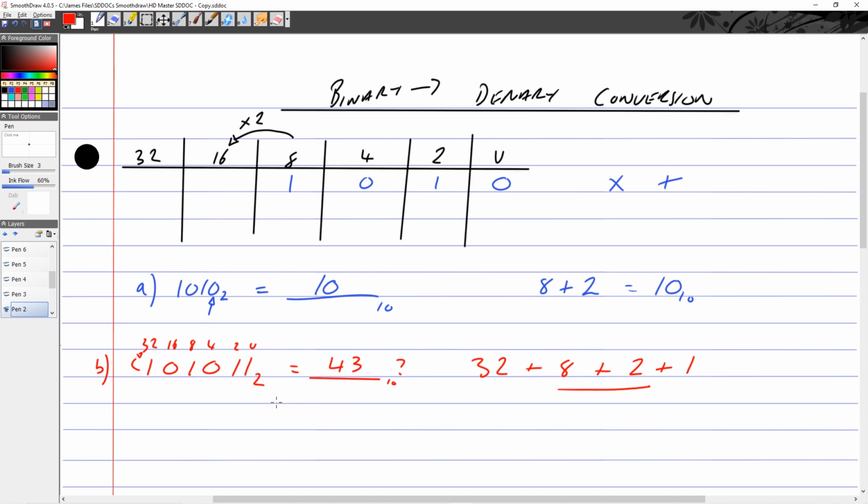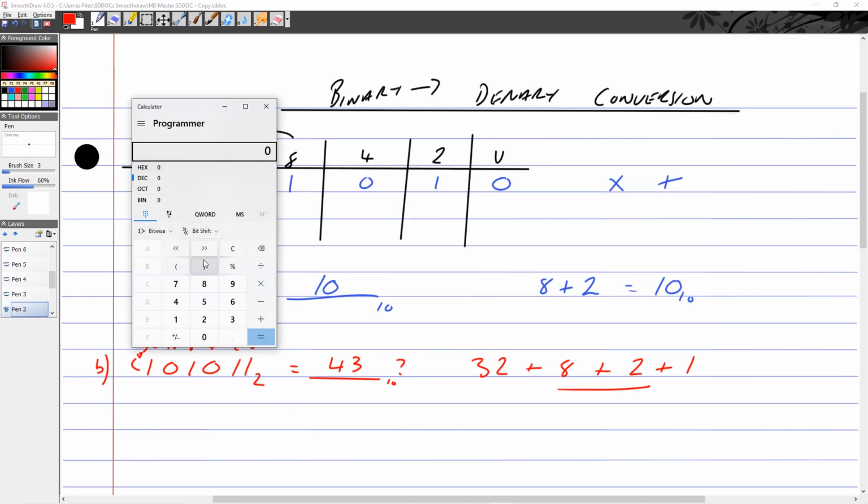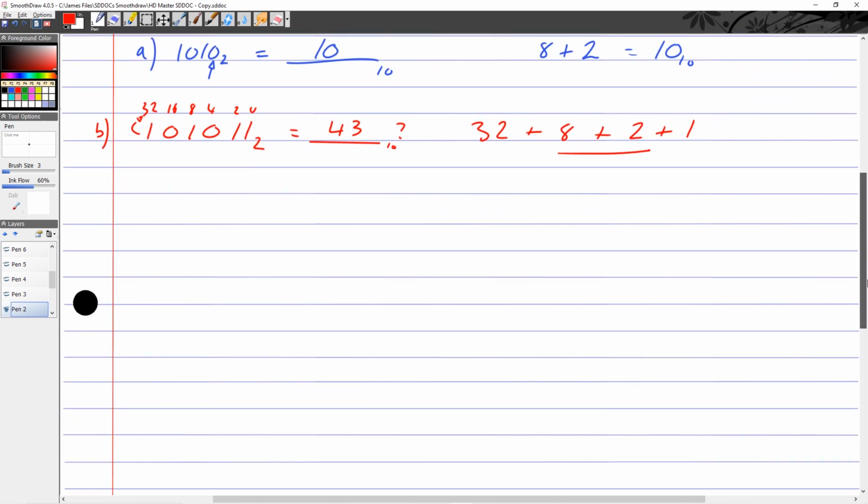So let's check that answer using the Windows calculator in programmer mode. So if I click on binary and put 101011, it shows that the decimal or denary answer is 43. So we know we've got it correct. Do another example.